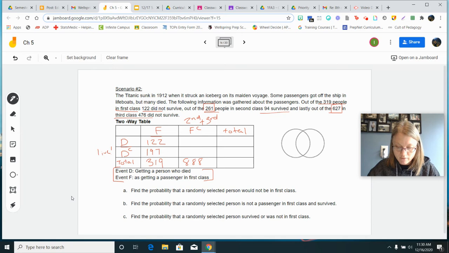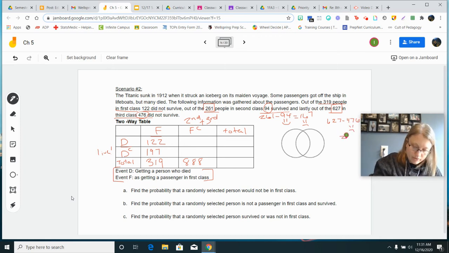So then we have to look at some of our information. It says 94 people in second class survived. So I'm going to do a little note over here. So if we have 261 people in second class and 94 survived, yay. That means if I take 94 away from 261, that's 167 people that died, which is super sad. And then out of third class, I have 627 total, and 476 that didn't survive. So if I take that away, I'm going to get the people that live. So 627 minus 476.